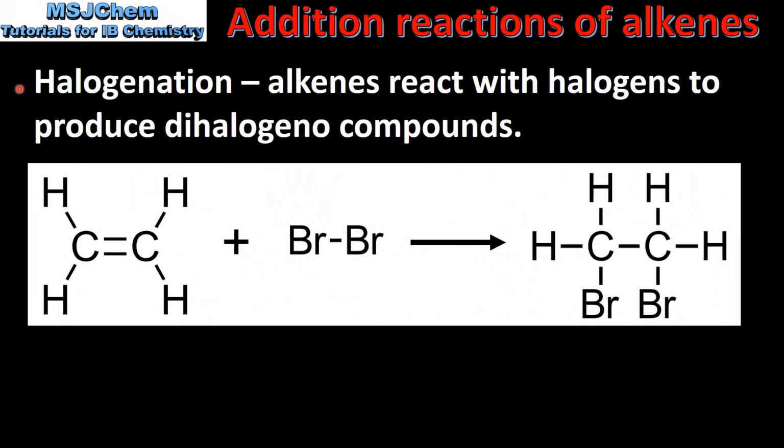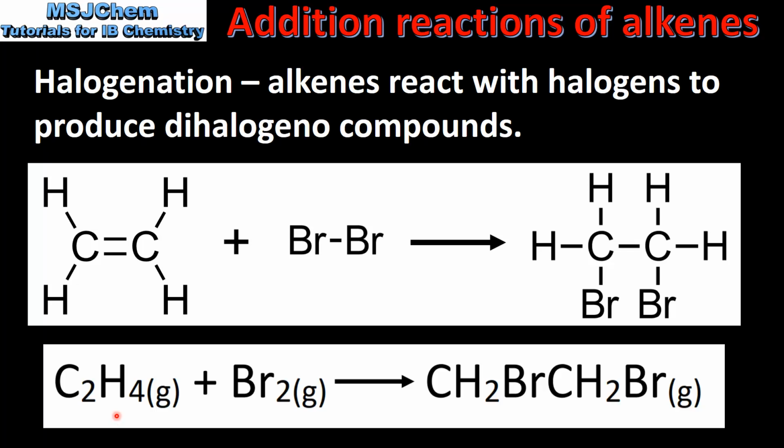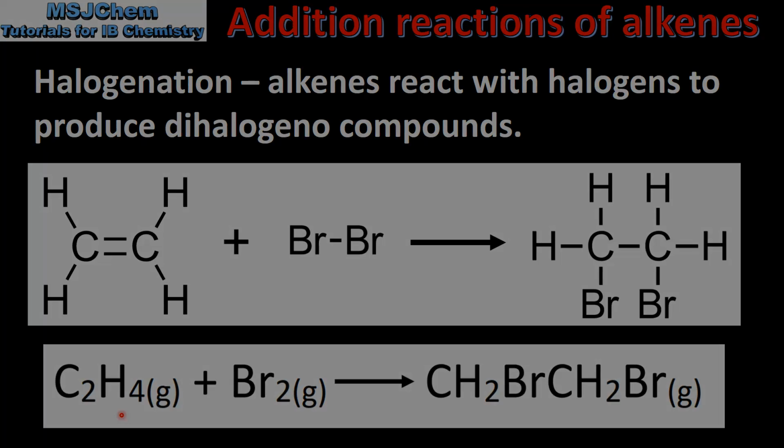The next type of reaction is halogenation. In halogenation, alkenes react with halogens to produce dihalogeno compounds. So here we have ethene reacting with bromine to produce 1,2-dibromoethane. And here we have the chemical equation for the reaction.